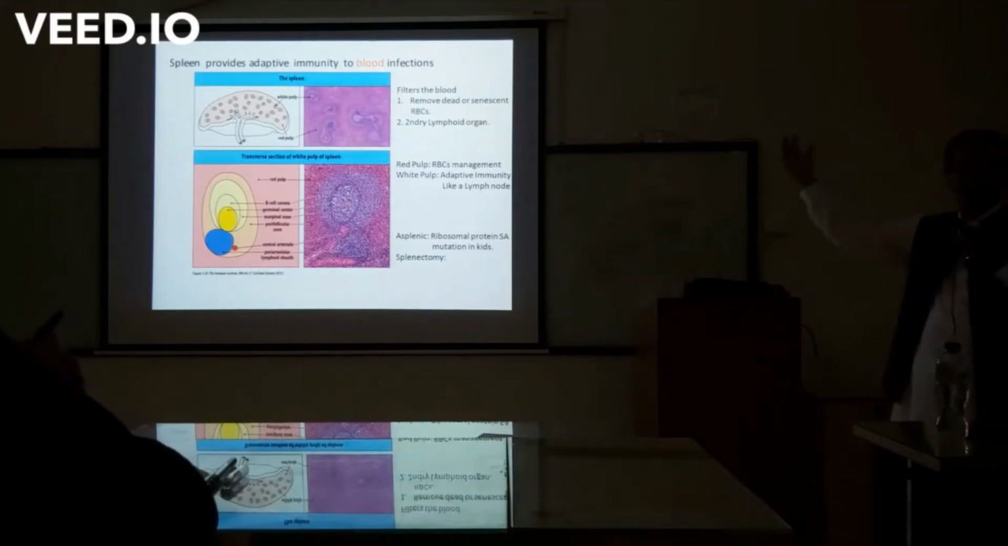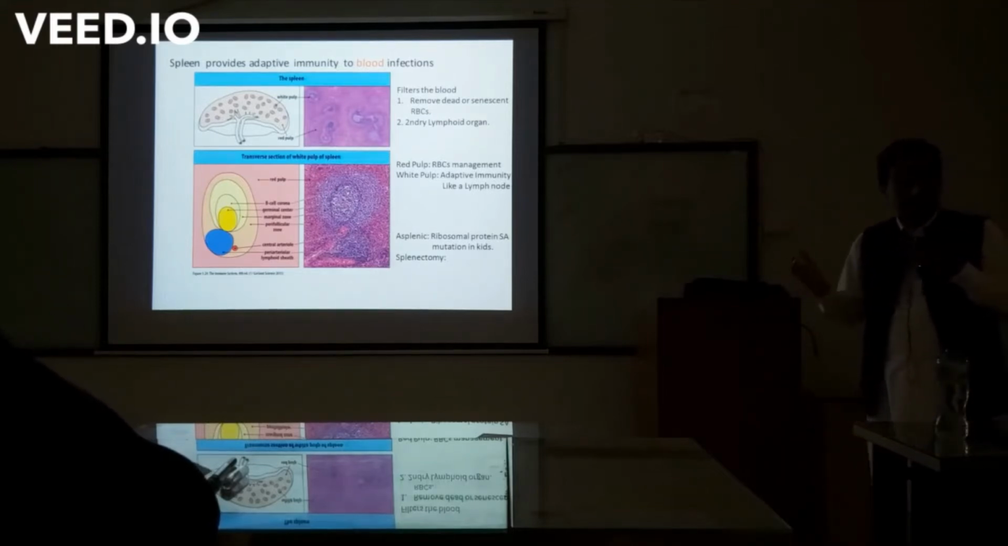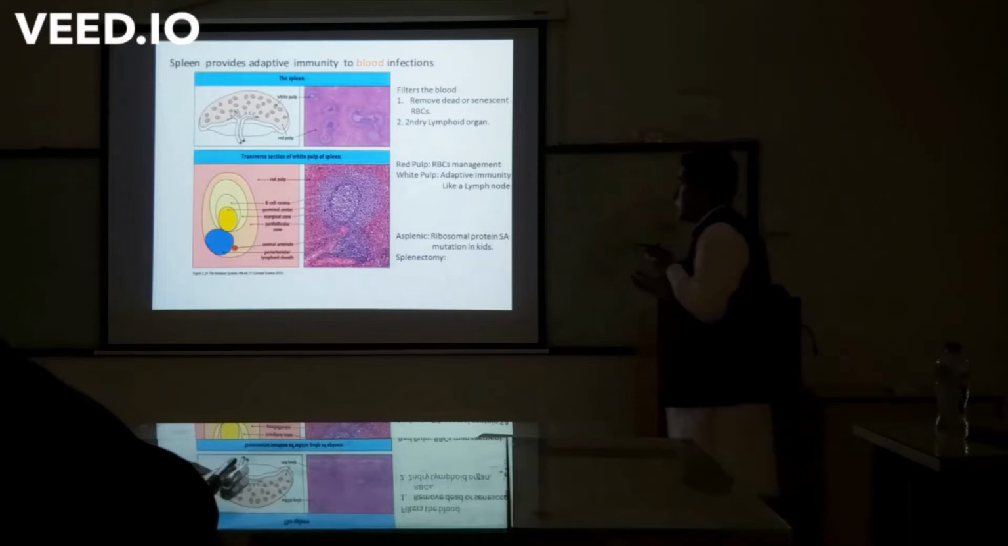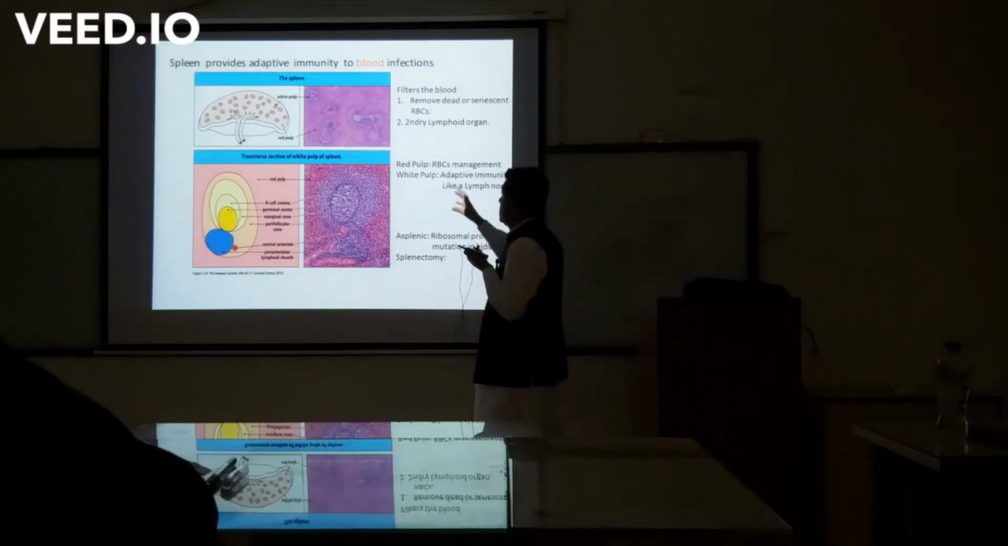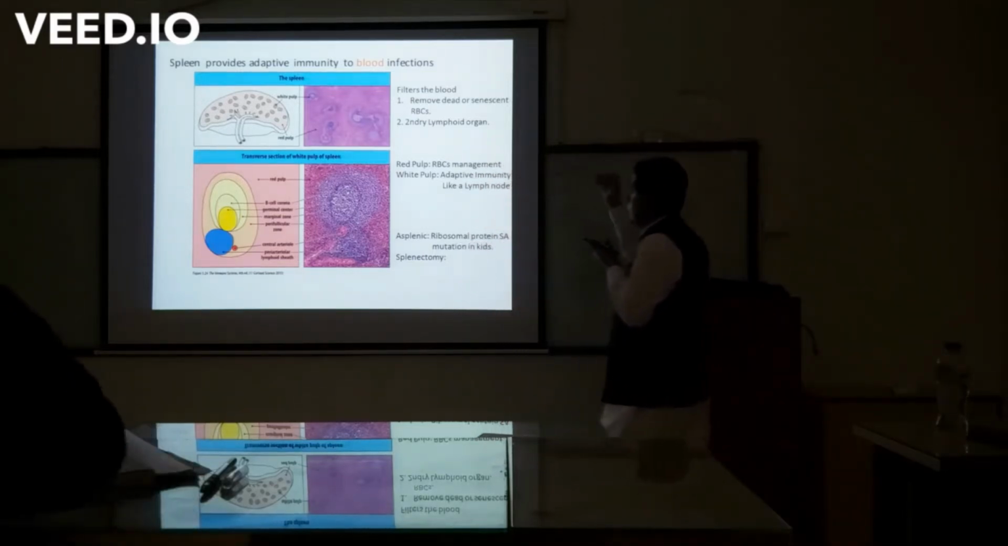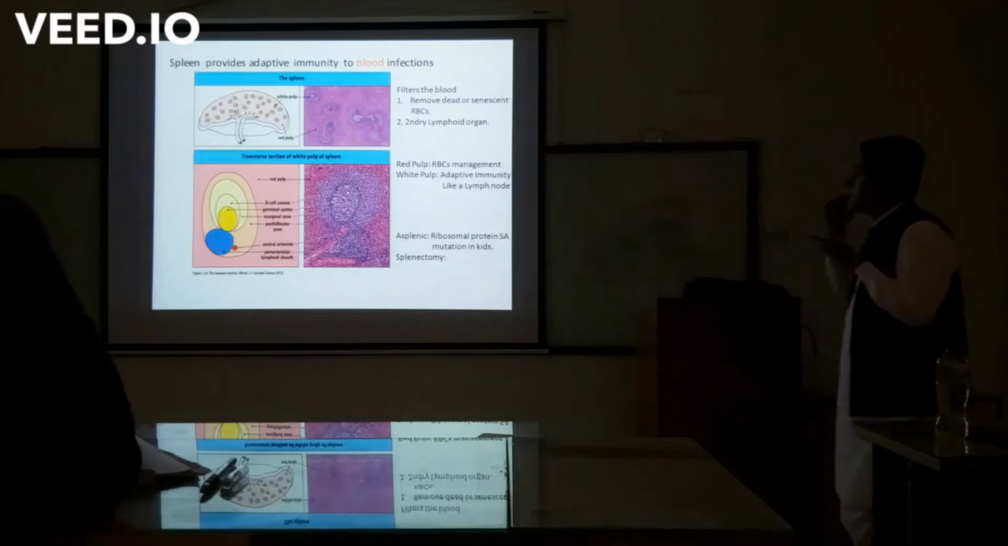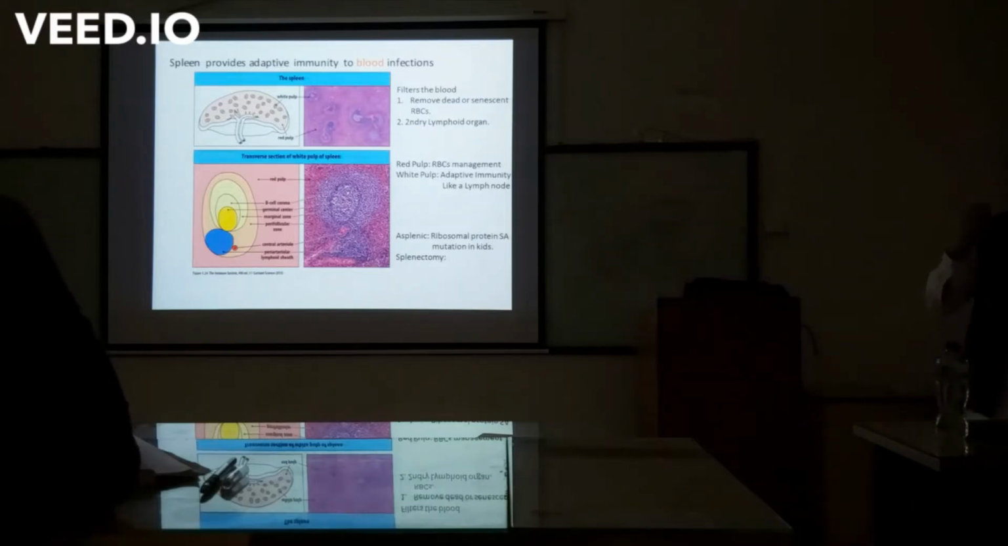We call it the graveyard of RBCs as well. This spleen, because it filters blood and it removes the dead or senescent RBCs, the red blood cells, from your system.